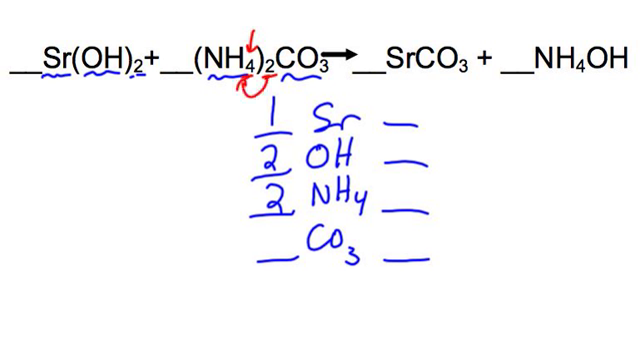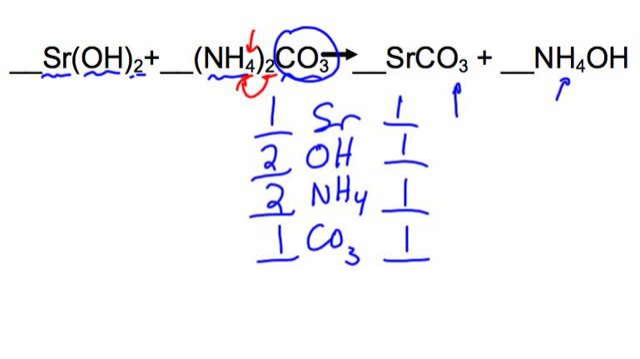As far as CO3, there are not 3 COs or 3 CO3s. This represents 1 CO3. The 3 is part of that group. We don't even really think of it as a number. On the right, I've got 1 Sr, I have 1 OH, I've got 1 NH4, and I've got 1 CO3. So just be very careful here.